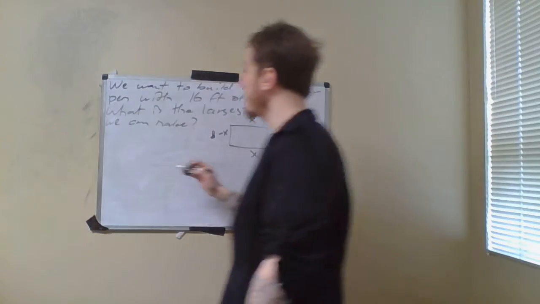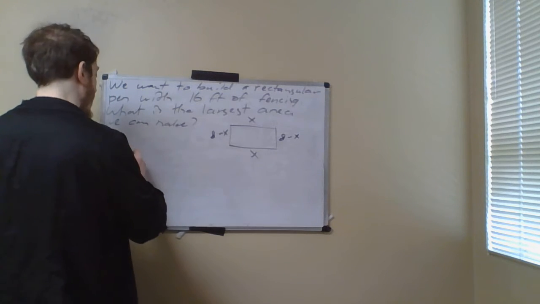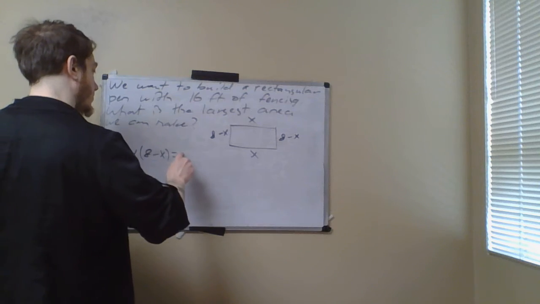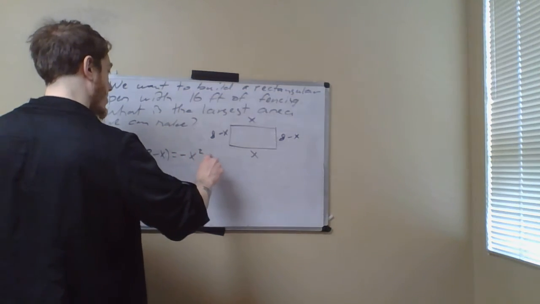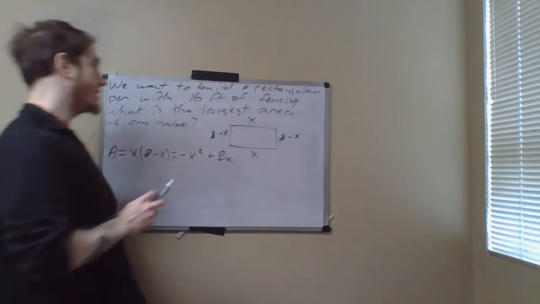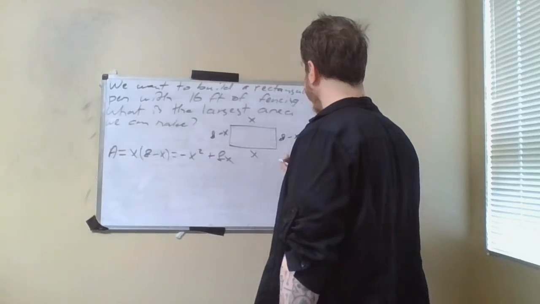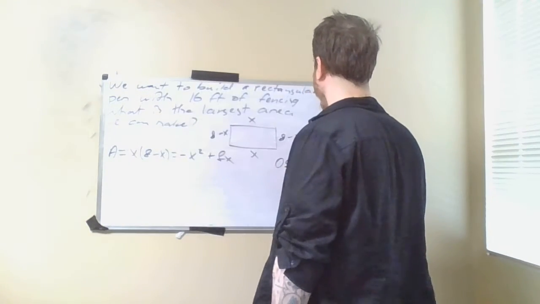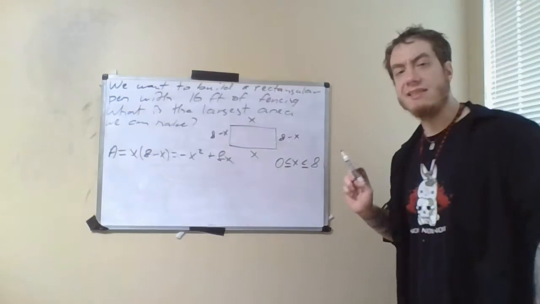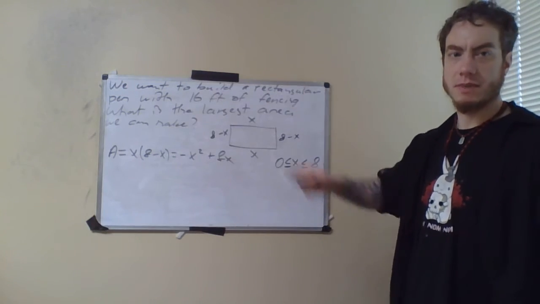And then what we can do is we can say that the area is going to be equal to x times 8 minus x, which is equal to negative x squared plus 8x. And then what we can say is there's a little bit more here. You see, 0 has to be less than or equal to x, which has to be less than or equal to 8. Why can we say that? Well, the reason is because we're using 16 feet of fencing.